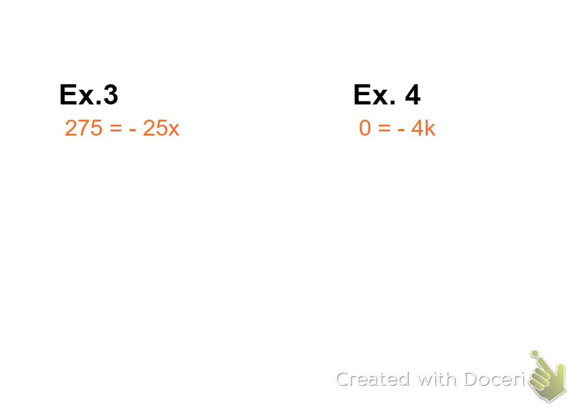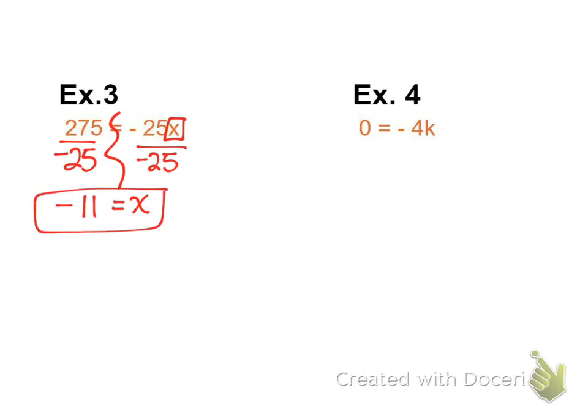All right, on number 3, what did we do to get x alone? Divide by what? Good. You divide by whatever it is that's by x. So in this case, that's a negative 25. So we've got 275 divided by negative 25. What do we get? Negative 11. Again, if you want to write it as x equals negative 11 instead, that's fine. But the 11 should have a negative sign on it either way.